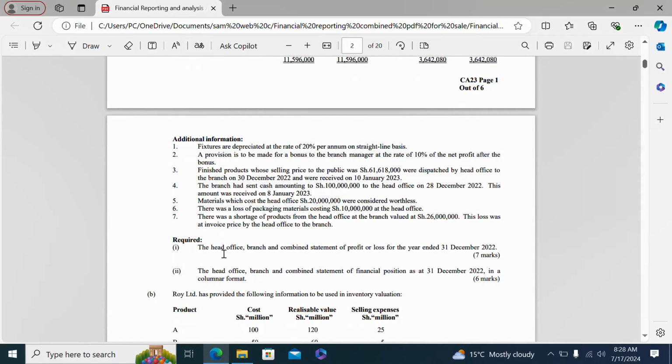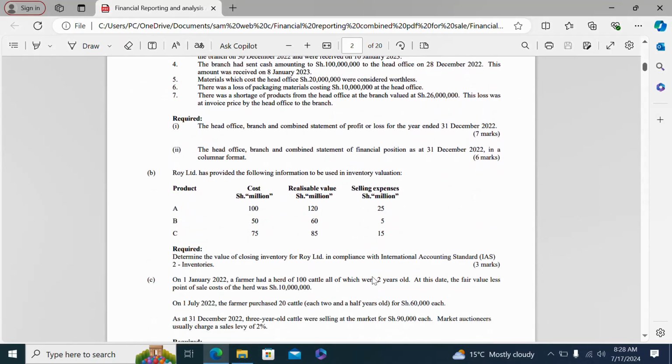Required: the head office, branch, and combined statement of profit or loss for the year ended 1st December 2022; the head office, branch, and combined statement of financial position as at 1st December 2022 in a columnar format. B. Roy Limited has provided the following information to be used in inventory valuation. Required: determine the value of closing inventory for Roy Limited in compliance with International Accounting Standard IAS 2, Inventories.